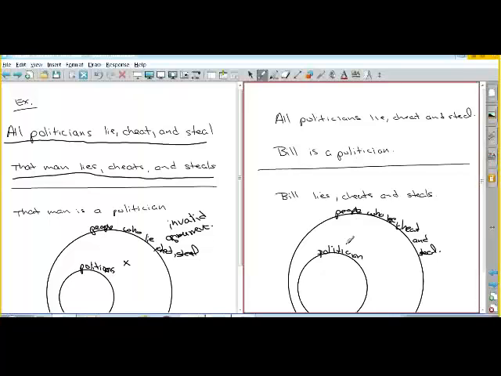But the second statement would say Bill is a politician, so that would mean here's Bill. It forces me to put an X inside the smaller circle. As a consequence, the third statement, which is the conclusion, has to be true. So Bill is somebody who, because he's a politician, is a person that lies, cheats, and steals. So this is an example of a valid argument because of that fact. So that's how they work.